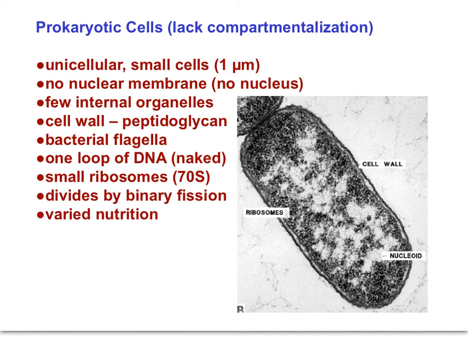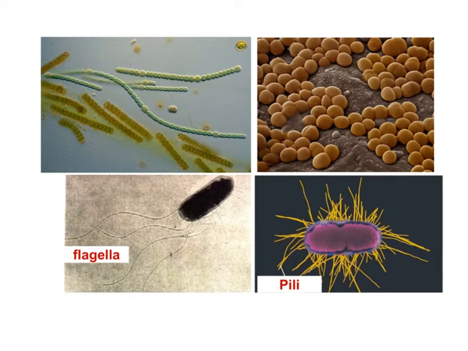There is a cell wall composed of peptidoglycan, not cellulose. There can be flagella, but they're specific to the bacterial group. A single loop of DNA not associated with protein. Small ribosomes. They divide by binary fission, and they have varied nutrition. Here are images of prokaryotic cells.